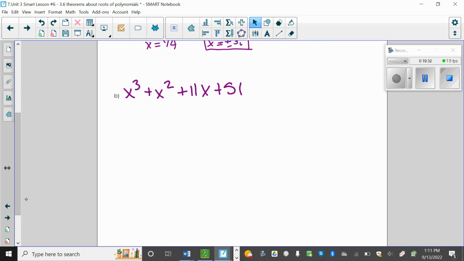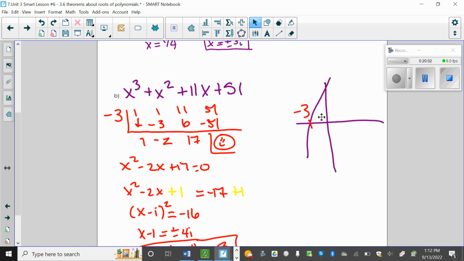Go ahead and try B. Again, B is example 3 from the previous page. x to the third plus x squared minus 11x plus 51. You're welcome again to type that into your y equals and graph it and take a look at the graph to find a 0, unless it's factorable. So please pause your video because I'm going to show the answer in 5, 4, 3, 2, 1.